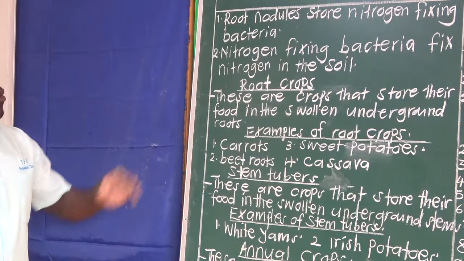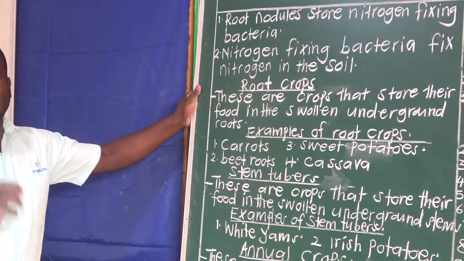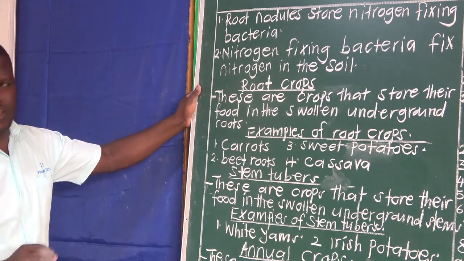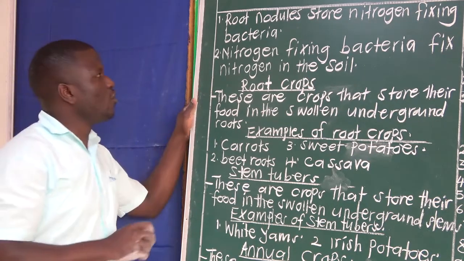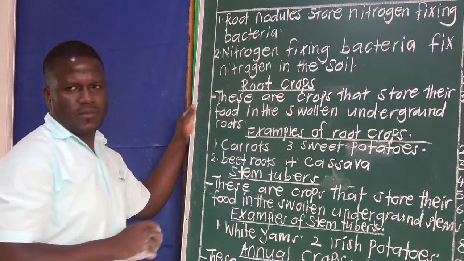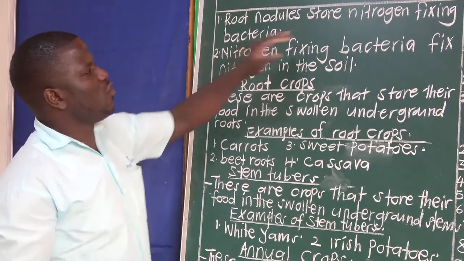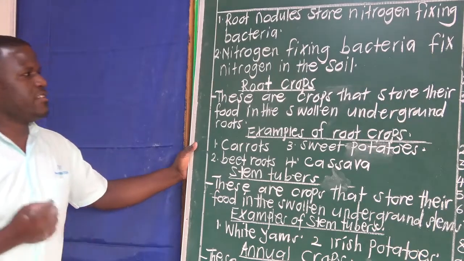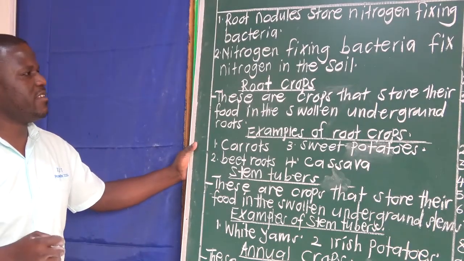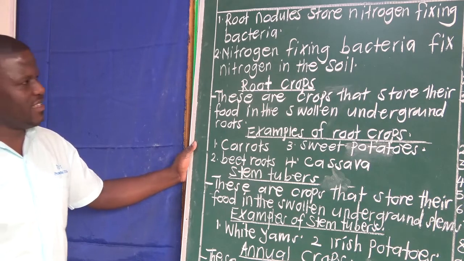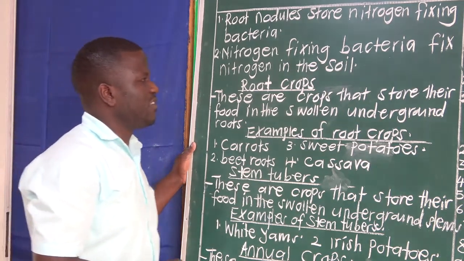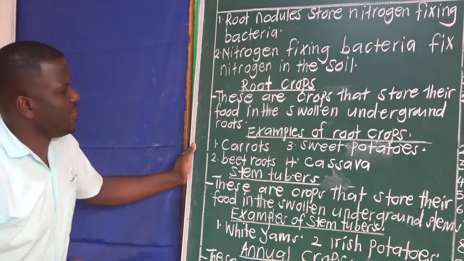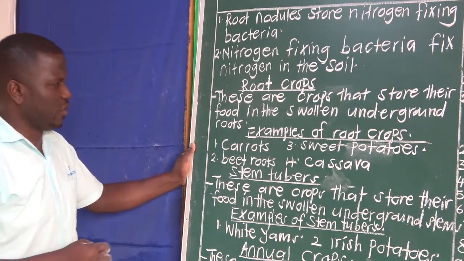Alright, we looked at a diagram showing a root of a legume, and there is a part called root nodules. These root nodules store nitrogen-fixing bacteria. Then, what's the role of nitrogen-fixing bacteria? Nitrogen-fixing bacteria fix nitrogen in the soil.